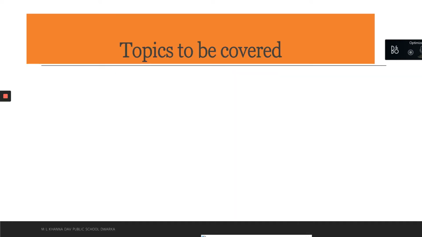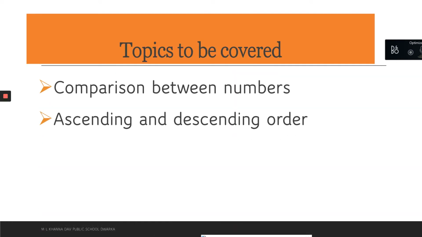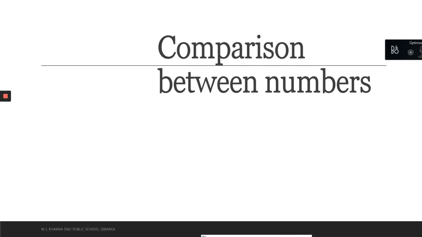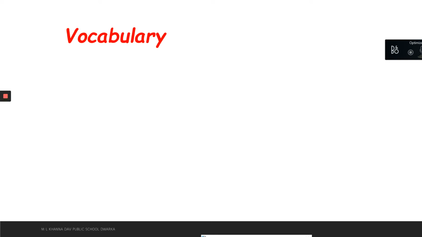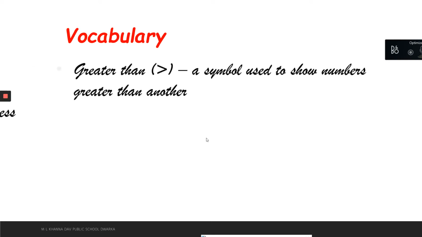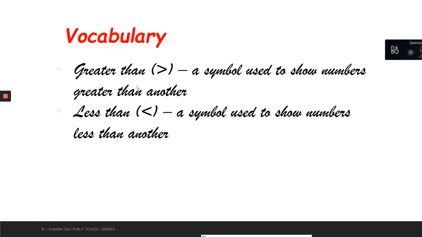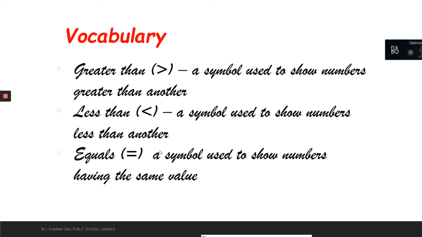Topics to be covered are comparison between numbers, ascending and descending order. Comparison between numbers. Now, children, how to compare two numbers? First, we have to study the vocabulary. These are the symbols. Greater than, a symbol used to show a number greater than the other. Less than, a symbol used to show the number less than the other. Equal sign, a symbol used to show numbers having the same value.